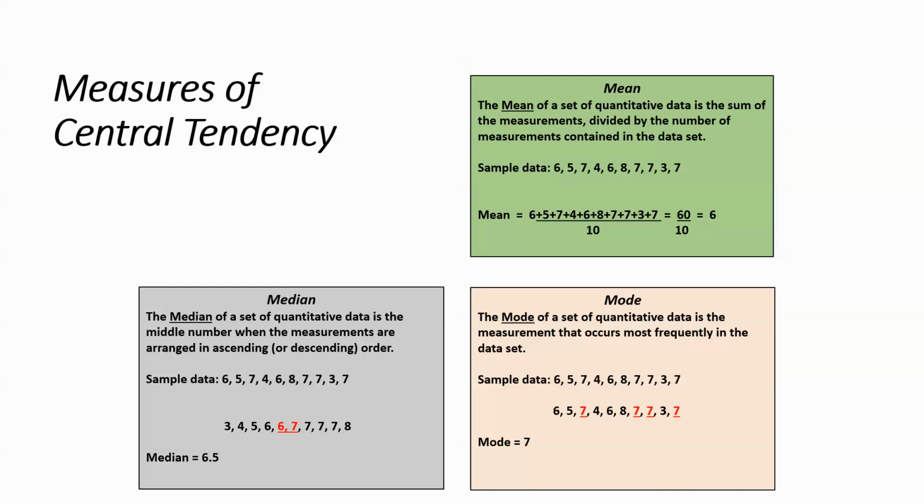Finally, in the pink box, we want to know what the mode is. The mode of a set of quantitative data is the measurement that occurs most frequently. So if we look closely at our data set here, we can see that the number 7 occurs 4 times. So that means our mode in this case has a value of 7.